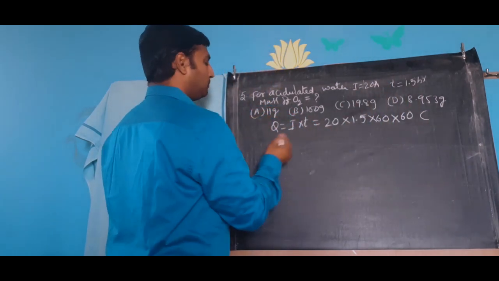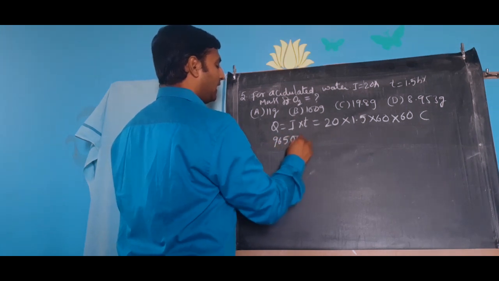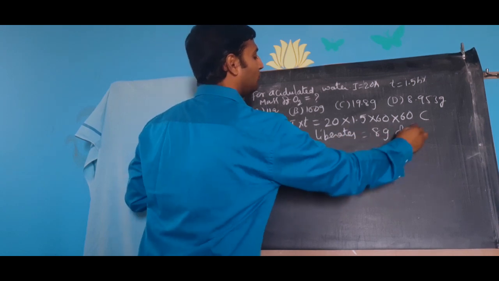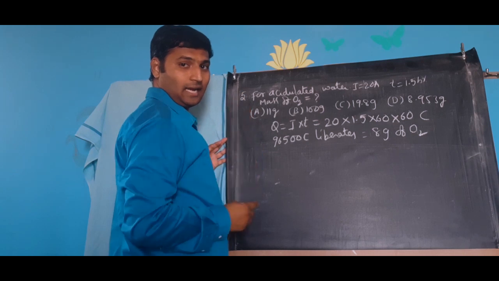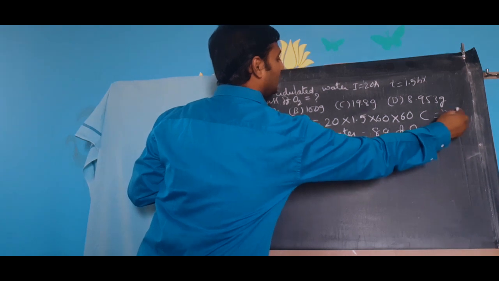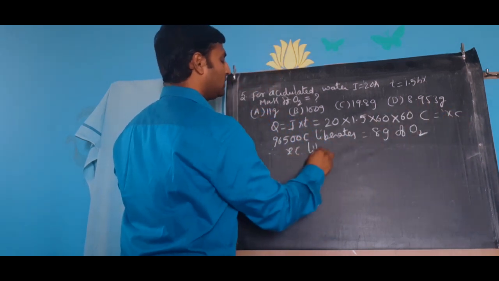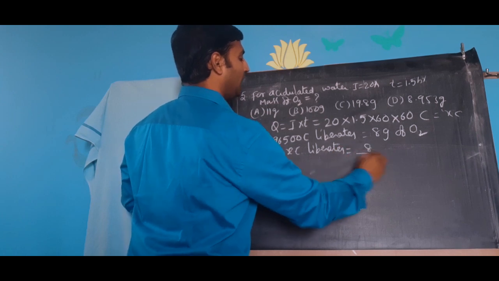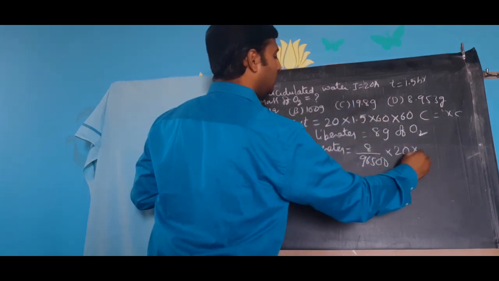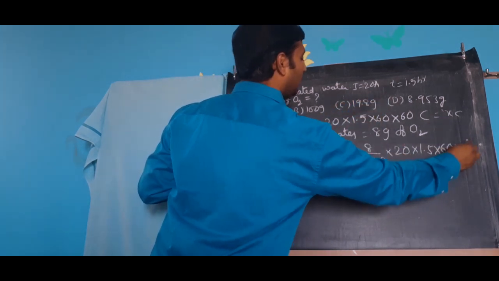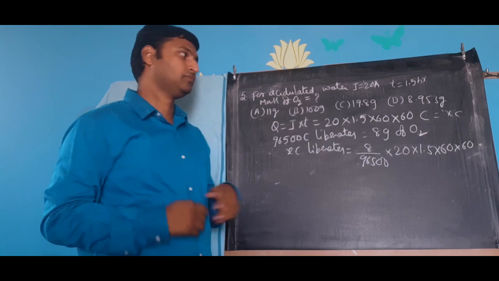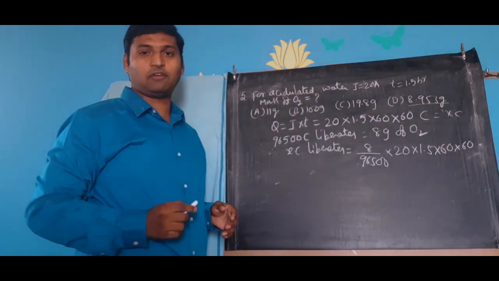Now the calculation is simple. 96,500 coulombs liberates 8 grams of oxygen during electrolysis of acidulated water. Therefore, if I call this X coulombs, then X coulombs liberates 8 by 96,500 into X. I am just putting the value of X here, into 20 into 1.5 into 60 into 60. You simplify and see what answer you are going to get. You will end up getting 8.953.